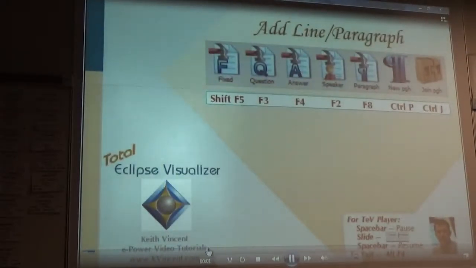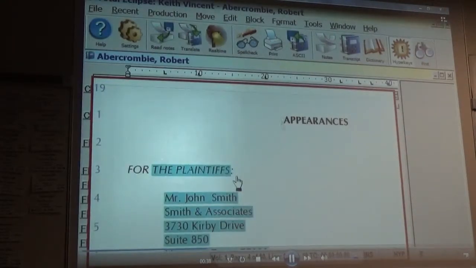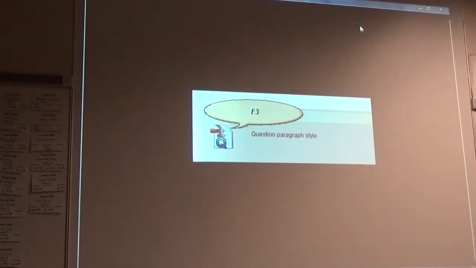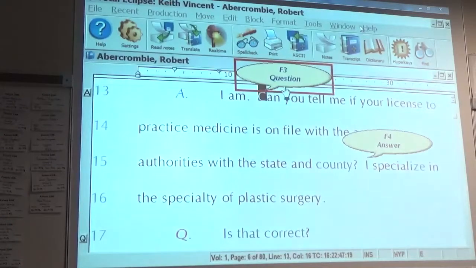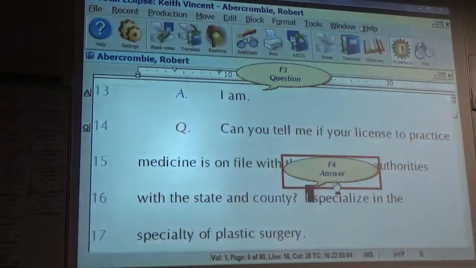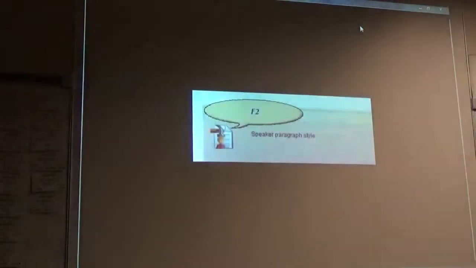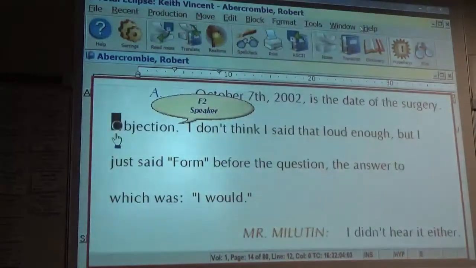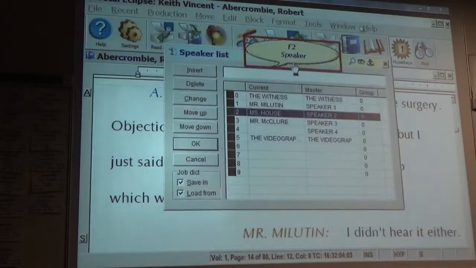Let's see how to add lines, paragraphs, or what you might think of as a blank line. F3 is the speed key to insert a question paragraph, and F4 to insert an answer paragraph. Here I need a question. Here I need an answer. F2 is for speaker paragraphs. This should be a speaker paragraph. F2. The speaker table opens. I'll press 2 for Ms.